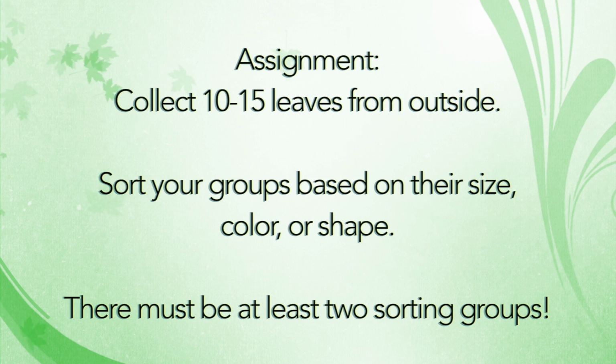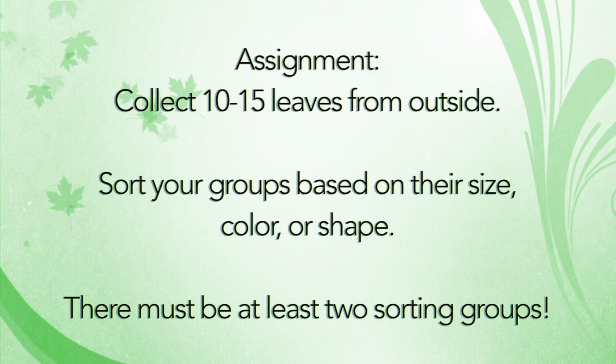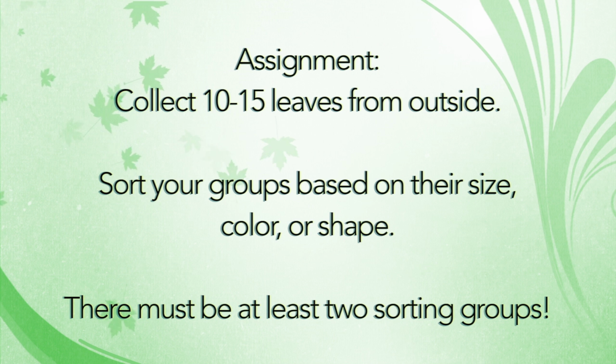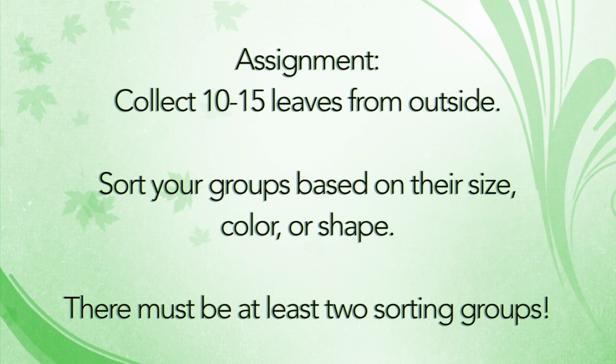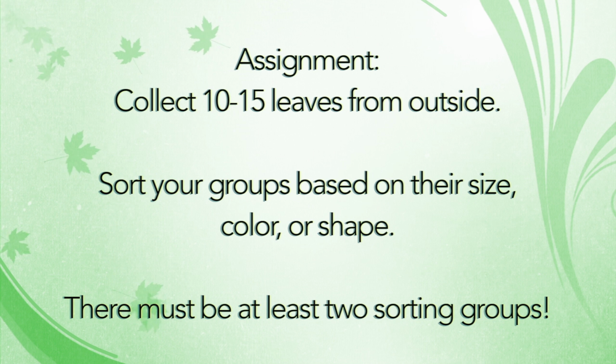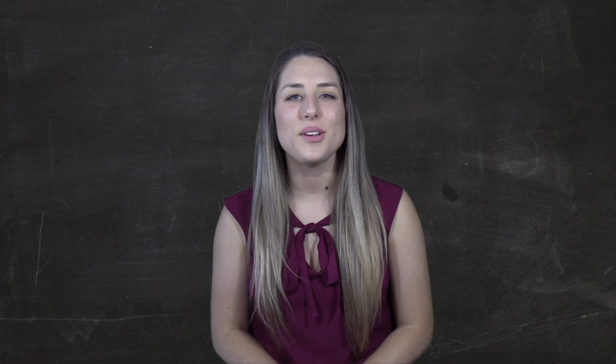Your assignment this week is to go outside and collect 10 to 15 leaves, or as many as you want, and sort them into groups based on their size, color, or shape. You get to choose how you want to sort as long as there are at least 2 groups. Have an adult help you take a picture of your sorted leaf collection and upload it to the Google Classroom assignment.